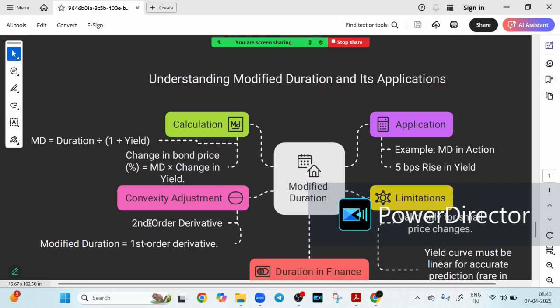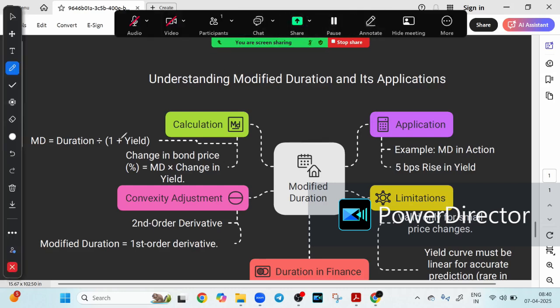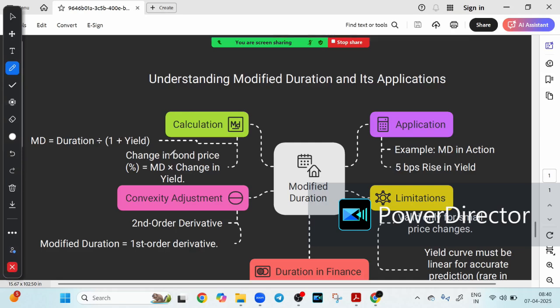So modified duration is calculated as duration divided by 1 plus yield. Why is this useful? Because it tells us exactly how much a bond price will change for every 1% change in the interest rate. For every 1% change in the interest rate, how much the bond price will change. This is what is indicated by the duration. So suppose MD is equal to 5, right? And yield rises by 1%. So what will happen? The bond price will fall by 1%, right?